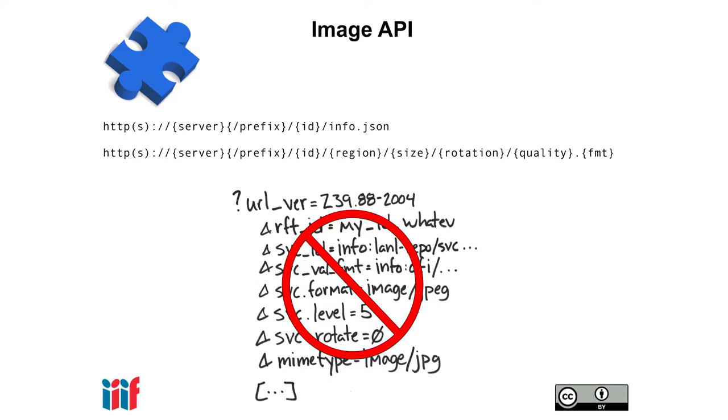So you can specify the region, the size, should it be rotated and/or mirrored. What's the quality? Should it be color, grayscale? Should the server just choose, which is the value default in that slot? And finally, what's the format? JPEG, PNG, GIF, Google's WebP is a format a few of us support.